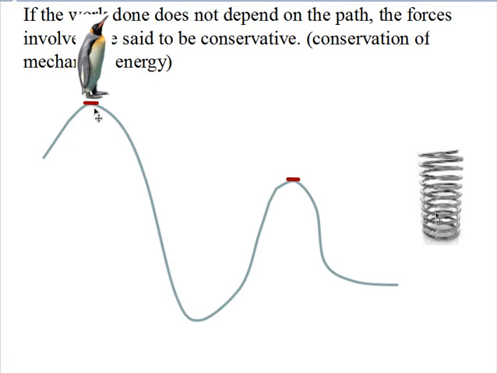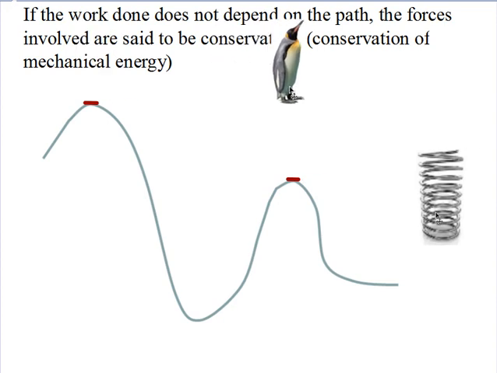So if instead I went between these two configurations by this route, straight over and then straight down, it should be the same amount of work as if I do it following this path.